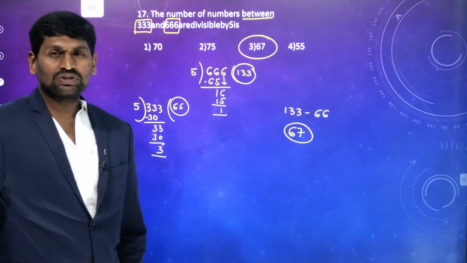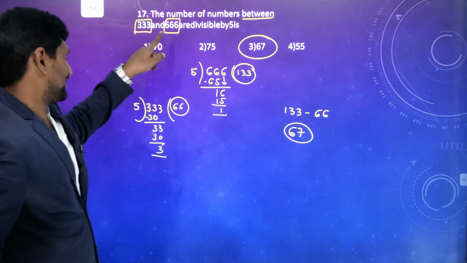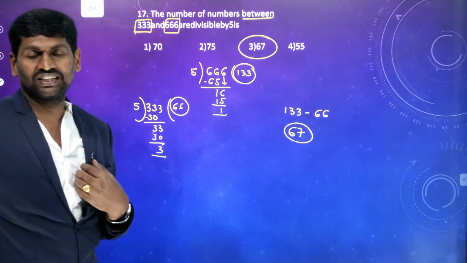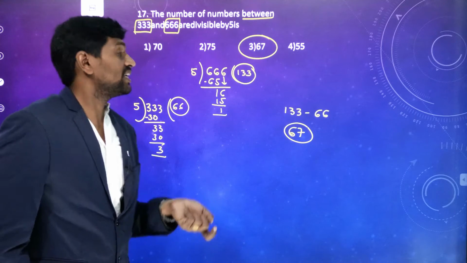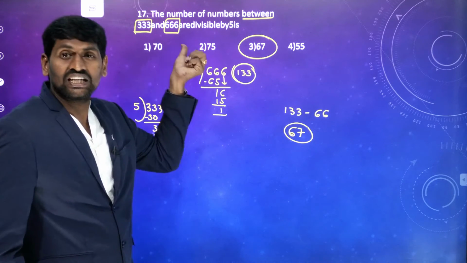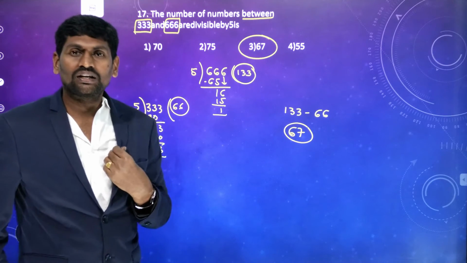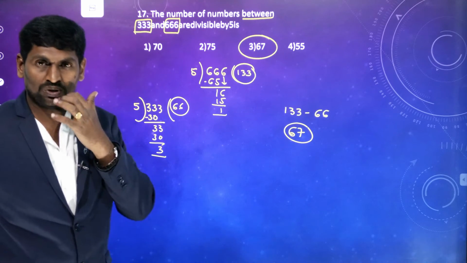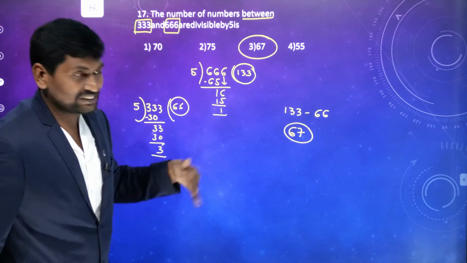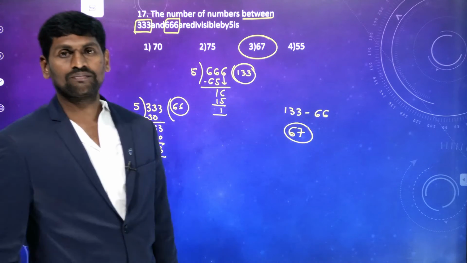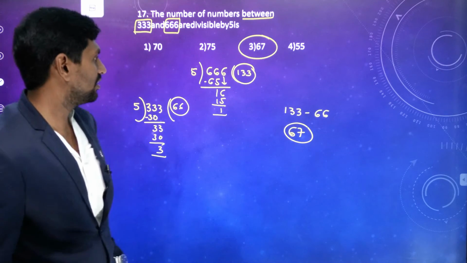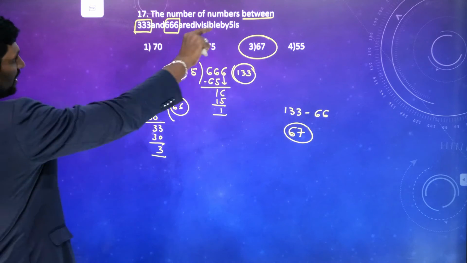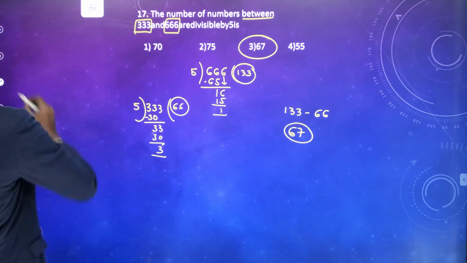So when do we have to use the -1? For example, 666 is there. Instead of 666, if 665 is given, that number also will be divisible by 5, because it ends with the 5 table, no? In such cases we have to use -1, because that number we are eliminating. Next question.